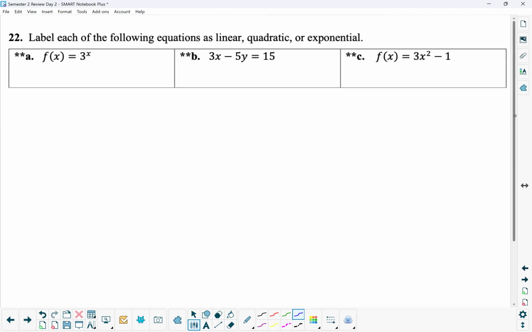Here are some graphs. A value to the power of x. X is in the exponent. That makes it exponential. 3x minus 5y equals 15. This is our ax plus by equals c. That would be linear. And 3x squared minus 1. So as soon as you see the x squared, that's quadratic.